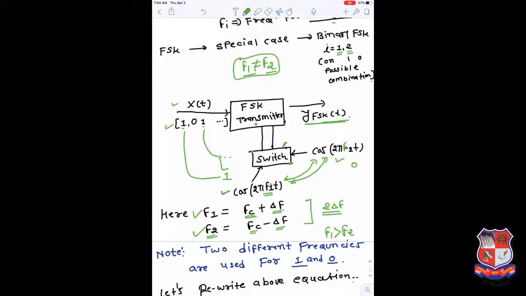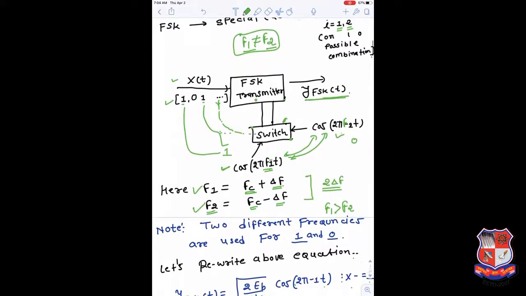Here there is a switch, and this switching function is connected with the input. So as per the value of the input, 1 and 0, it switches the frequency from F1 to F2 and from F2 to F1. Here F1 is assumed as a carrier frequency Fc plus delta F, and F2 can be considered as Fc minus delta F. So we can see there would be clearly a 2 delta F difference between the two carrier frequencies F1 and F2. One is higher and one is lower. So F1 is Fc plus delta F, so F1 is greater than F2. This is the assumption here.